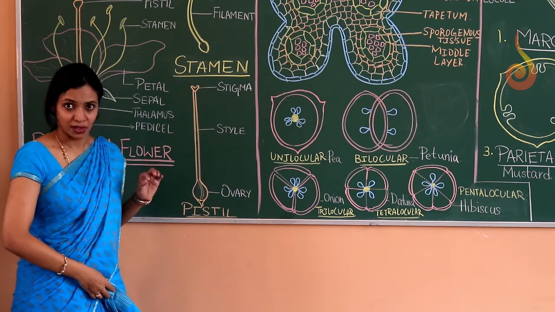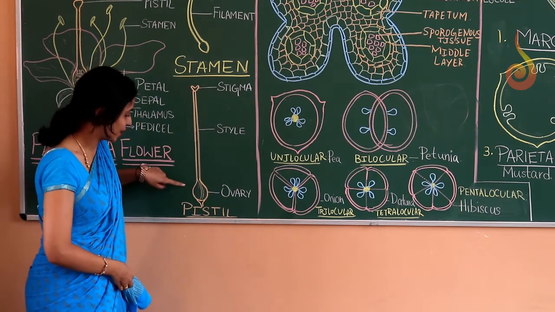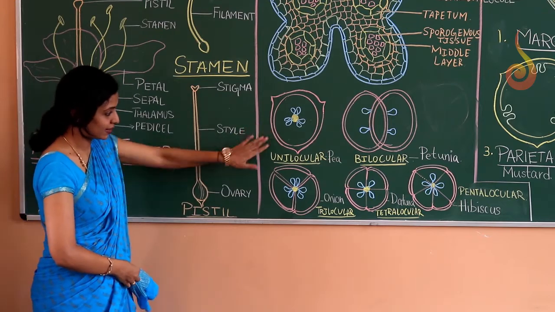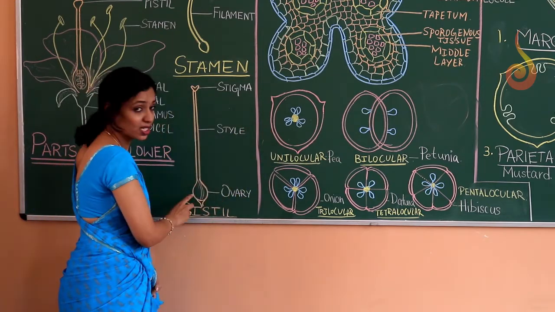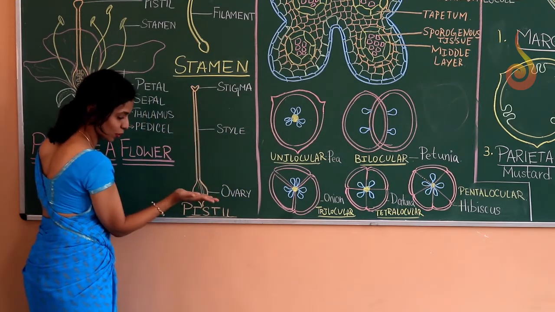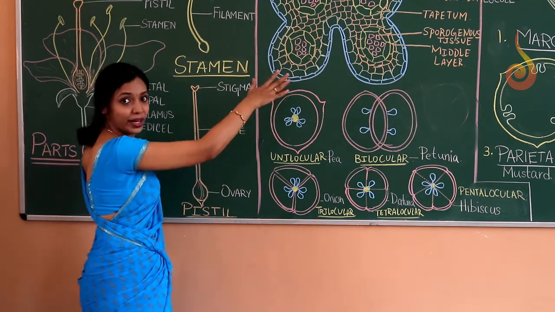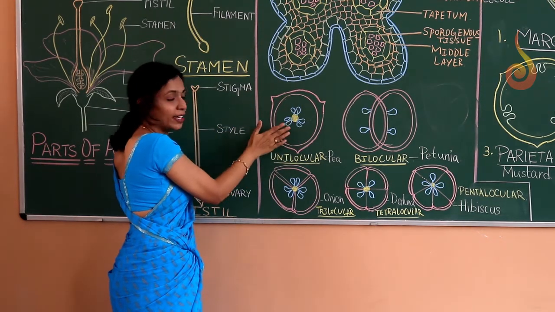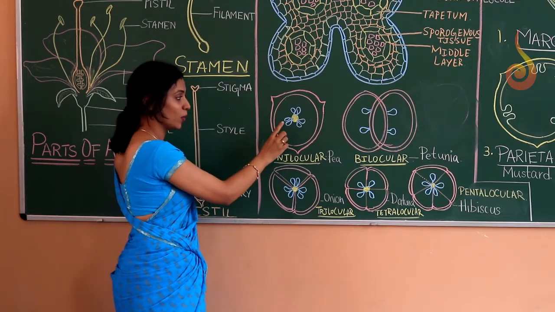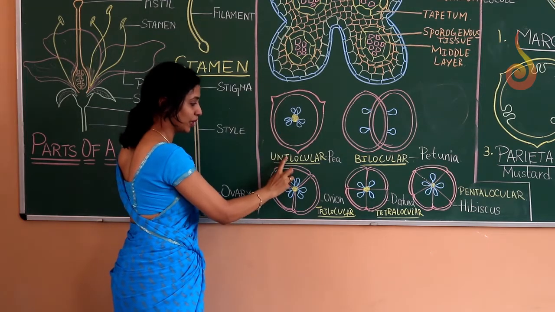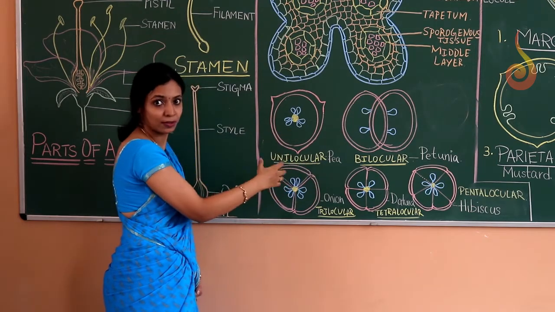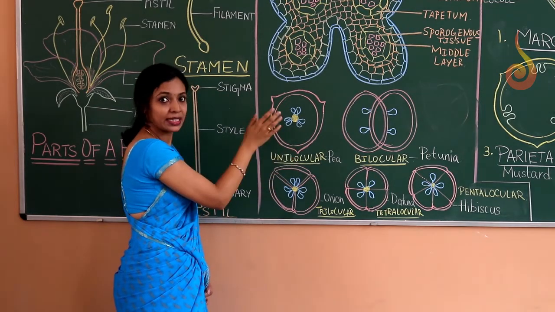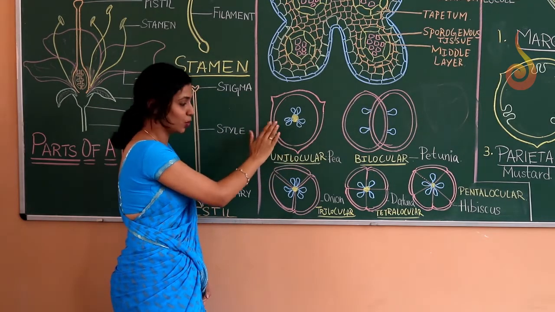Now, based on the number of chambers that are present in the ovary, they are classified into multiple types. As you can see in this diagram here, this is a transverse section of the ovary. If you take a section of the ovary like this horizontally and look at it from above, this is how it would look. So within the ovary, you can find only one chamber. Because there's only one chamber found, it is said to be unilocular. Locule for chamber, uni for one. Because there's one locule, this kind of ovary is said to be unilocular.